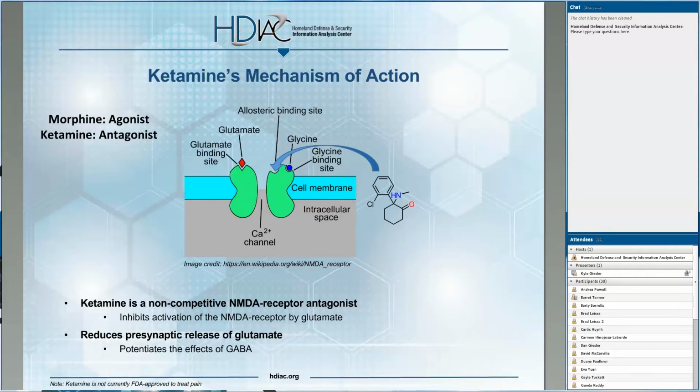It's a non-competitive antagonist as well, so it doesn't actively inhibit the channel. It doesn't lodge itself in the middle of the channel. It lodges itself somewhere else in the channel at this binding site, which induces a conformational change, and that conformational change abrogates signaling. This reduces the presynaptic release of glutamate and potentiates the effects of GABA. NMDA, being predominantly expressed in the central and peripheral nervous systems, has a lot of interesting neurochemistry associated with signaling pathways, again, particularly consciousness, between the thalamus and the neocortex.